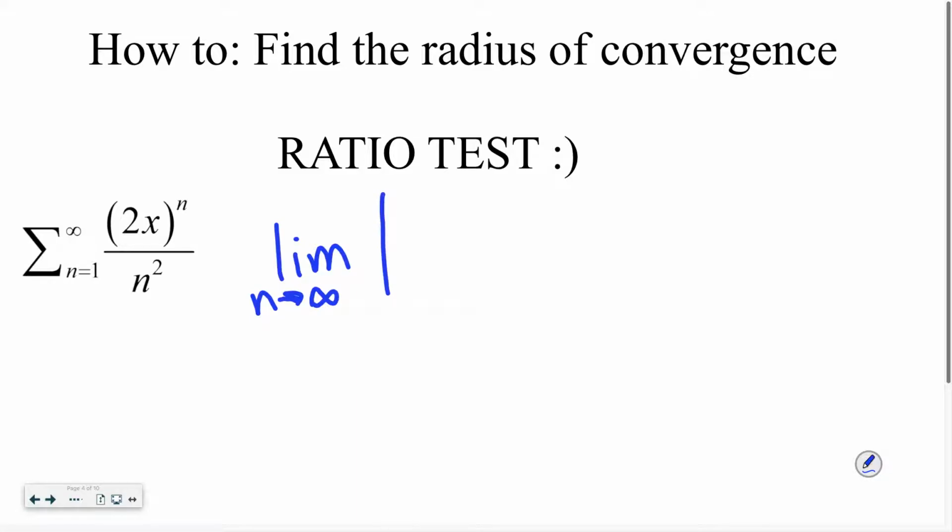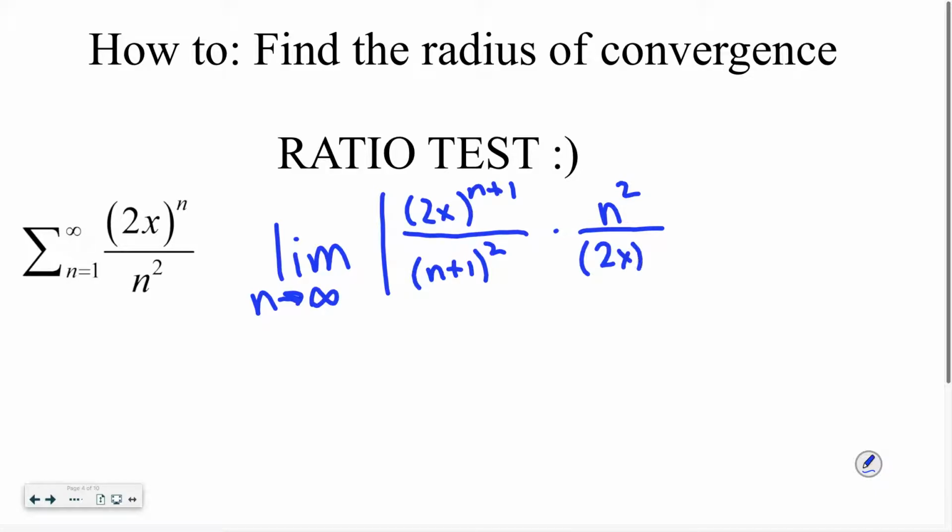Okay, so we would have 2x to the n plus 1 over n plus 1 squared, right? Divided by a sub n, 2x to the n. Not just two. Good point.